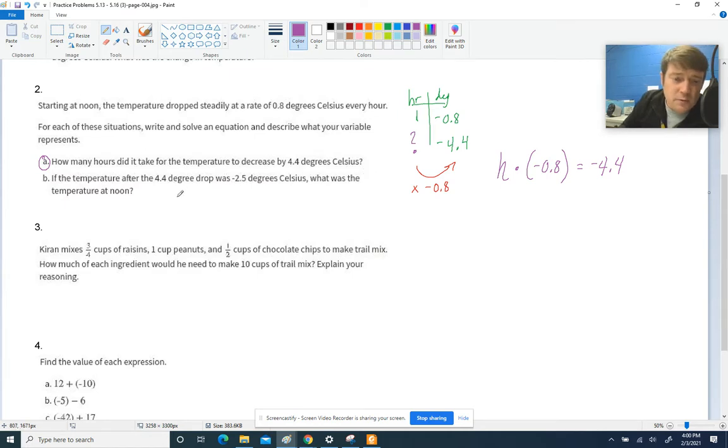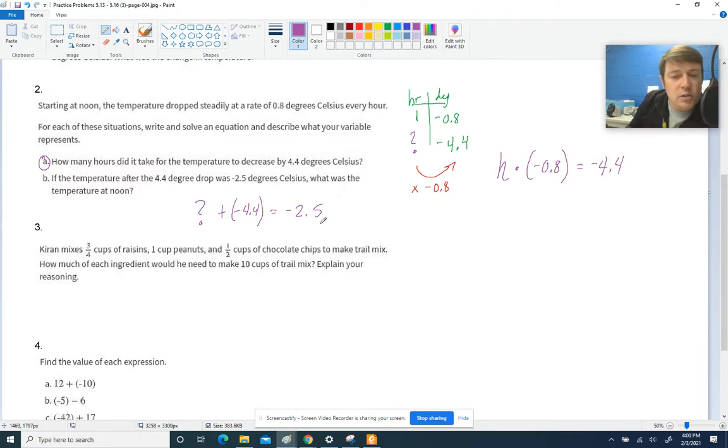If the temperature after a 4.4 degree drop was negative 2.5, what was the temperature at noon? Okay, so if after the drop was here, right? So this is where we ended up. This is like the answer to the problem, right? And we know that we dropped, or we added, a negative 4.4 to get there. The question mark is here, right? So what could we add to this to get that? And that would be our equation, right?